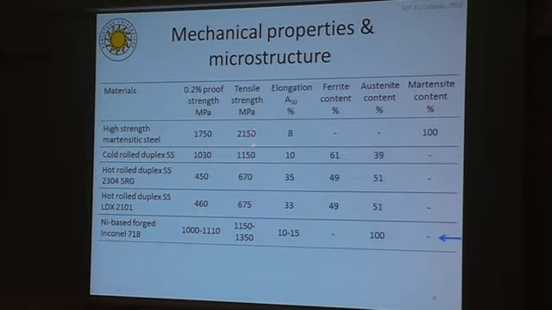In the same way, the mechanical properties of these grades have a good variation among themselves. For example, the tensile strength of high strength martensitic steel is the highest among this selected group, at 2150 megapascal, compared to the lowest being for 2304 SRG at 670 megapascal.